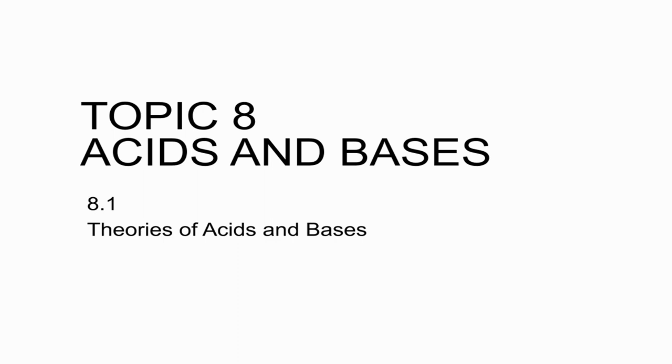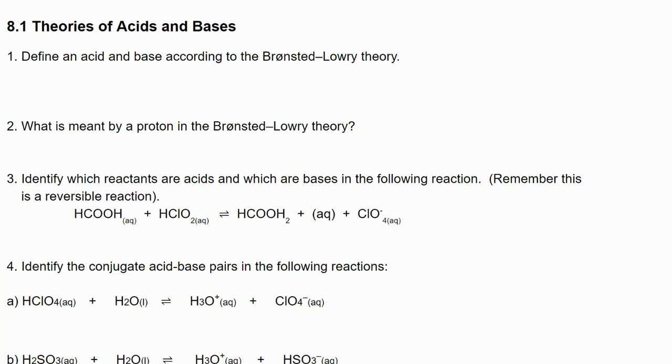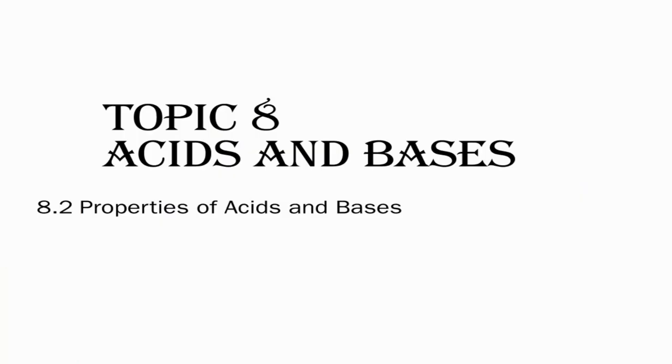Once you're confident with the chapter, then you're going to go to the first assignment, which is theories of acids and bases. In this case, we're going to be talking about what is a Bronsted-Lowry acid, what is a Bronsted-Lowry base, ask you to look at the acid, the base, and then identify the conjugate acid, the conjugate base, and so on. Once you finish that, you're going to go to properties of acids and bases.